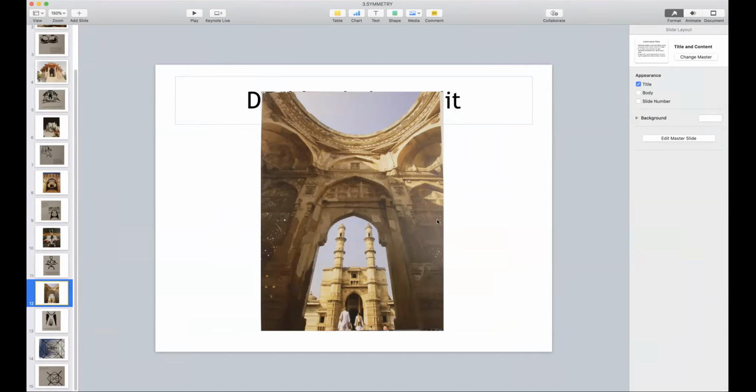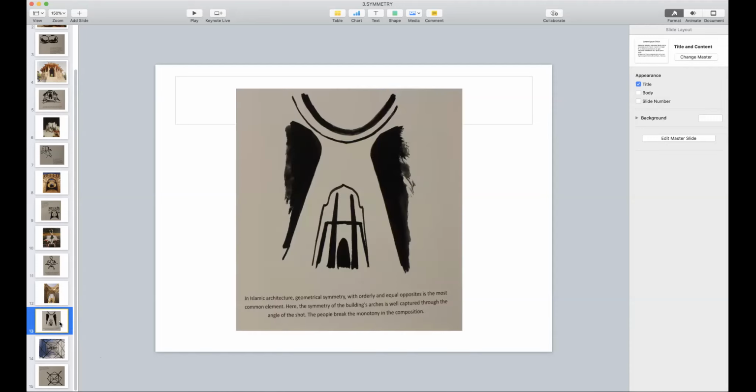As I said, it's not necessarily 100%, but if you just remove these two people from here, or calculate the percentage area, this is contributing just 5% of the entire area. 95% of the area is symmetrical in terms of the objects and other things. In Islamic architecture, geometrical symmetry with the orderly and equal opposite is the most common element. Here the symmetry of the buildings and arches is well captured through the angle of the shot. The people break the monotony of the composition.